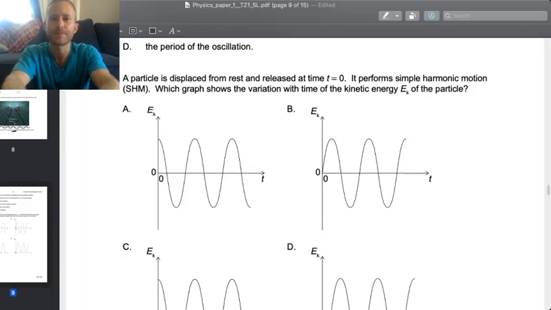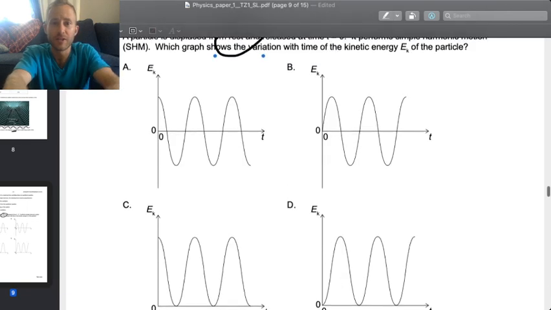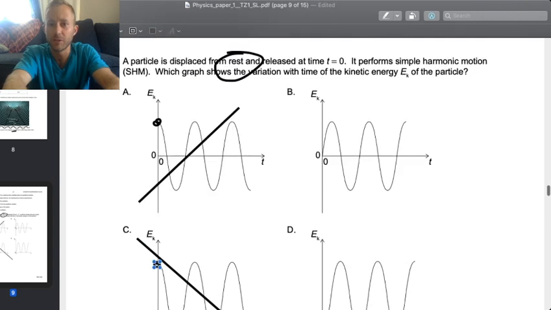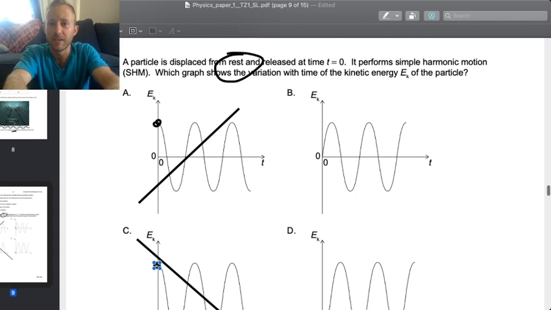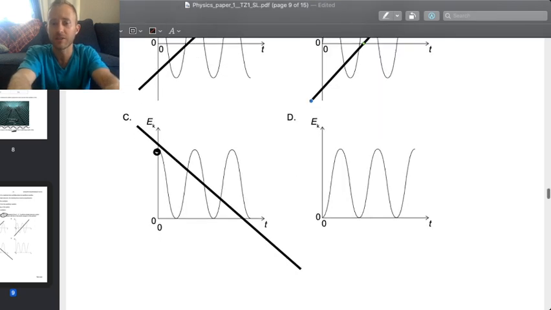Number 17. A particle is displaced from rest and released at time 0. If you start from rest, that means you start out with no kinetic energy. So this answer is out because it has non-zero kinetic energy. This one is out because it says kinetic energy at the start. These 2 are possibilities. But this one is out because it says the kinetic energy can be negative. The kinetic energy can't be negative. It's a square of something. It's a positive function. So the correct answer is D.